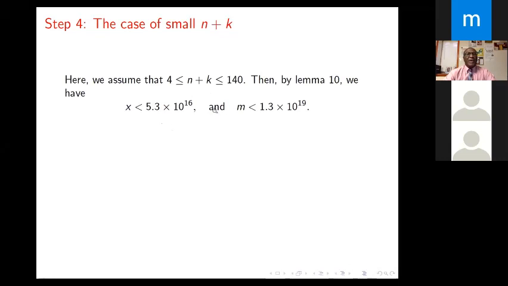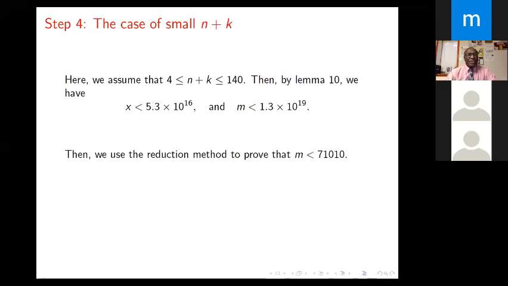And we apply the previous lemma to obtain x is less than v the quantity here, and m less than v the quantity. Of course, when you look at these two values, they are very high, 10 exponent 16 and 10 exponent 19. For instance, we don't have any computer to run a program up to these numbers. So we have to use the reduction method.